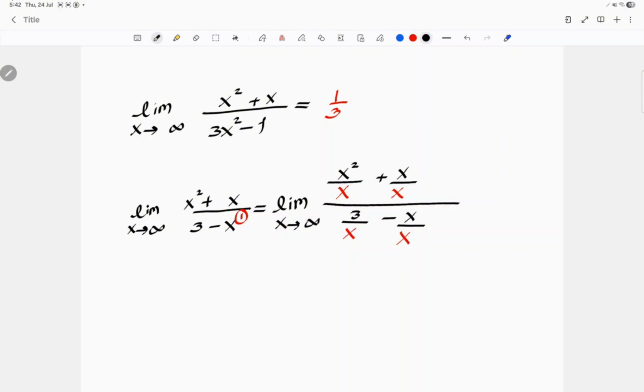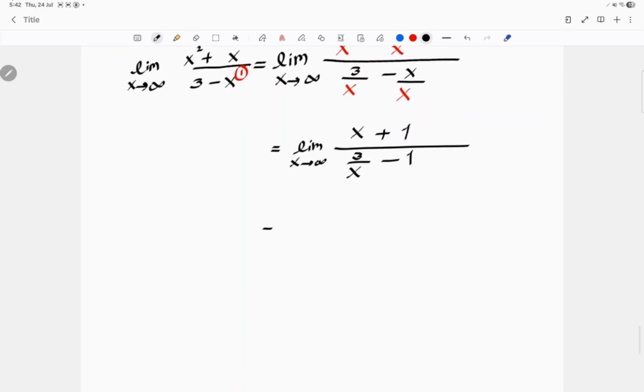Okay. What's x squared over x? Just x. What's x over x? 1. What's x over x? 1. If you divide any number by infinity, you get 0. So that means 3 over x is just 0. x plus 1 is infinity plus 1. Infinity over negative 1, negative infinity. Okay?